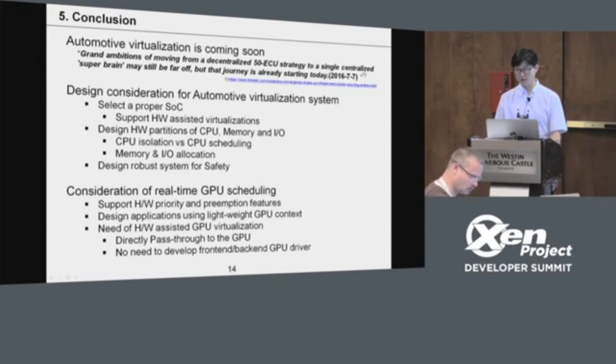And finally, when you develop GPU virtualization to consolidate the cluster system and IVI system, you should consider real-time GPU scheduling for the cluster VM. Firstly, the GPU should support hardware priority and preemption features. Secondly, graphic applications should be designed with a lightweight GPU context. Lastly, hardware-assisted GPU virtualization is needed to reduce software overhead and risk for safety.